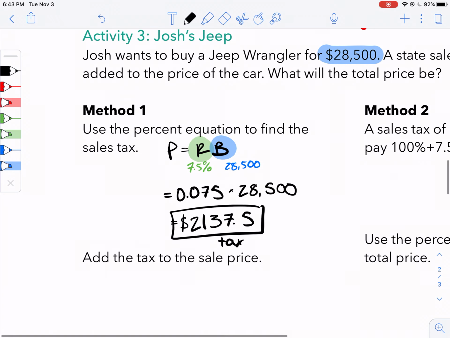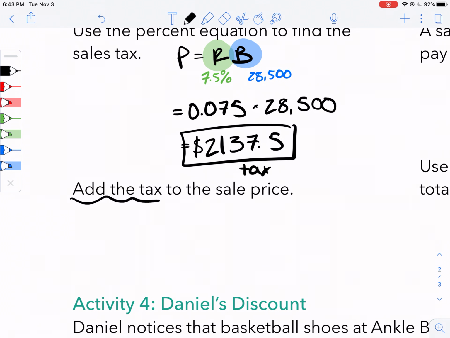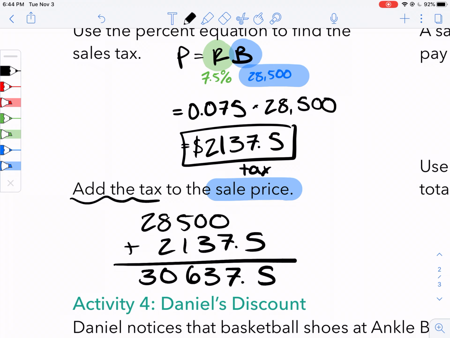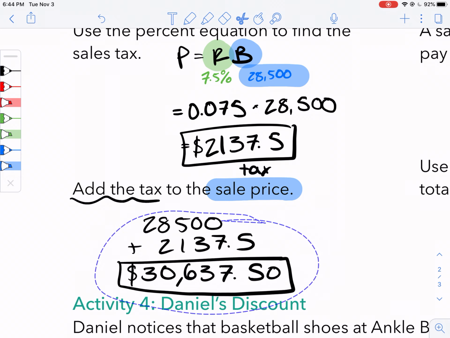Awesome. But you guys, this is just the tax. This is not the whole thing. So we need to take that tax and add it to the original price. Remember, our original price was $28,500, so we have $28,500 plus 2,137.5, and that comes out to a total price of $30,637.50, since we're dealing in dollars. So there you have it. That's one way to go.